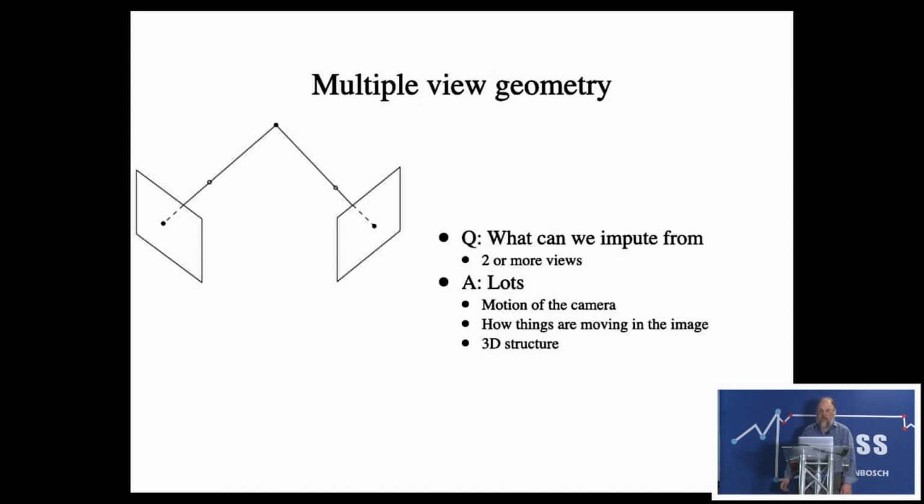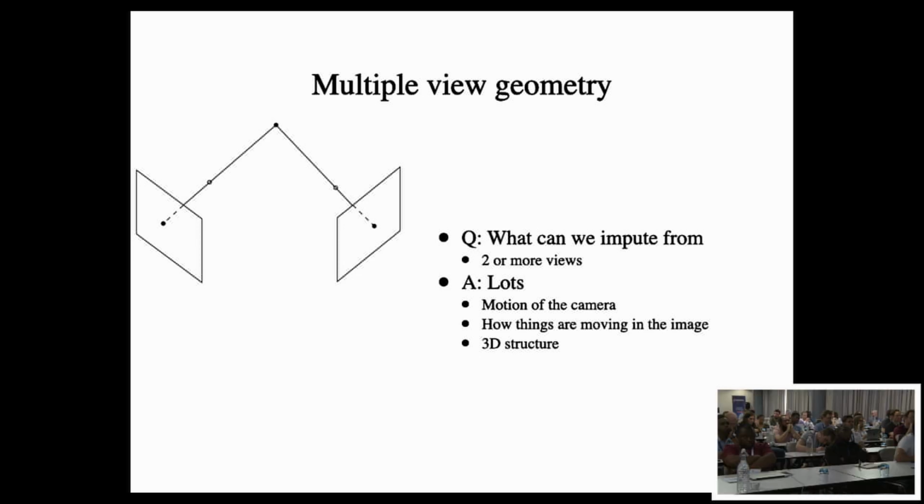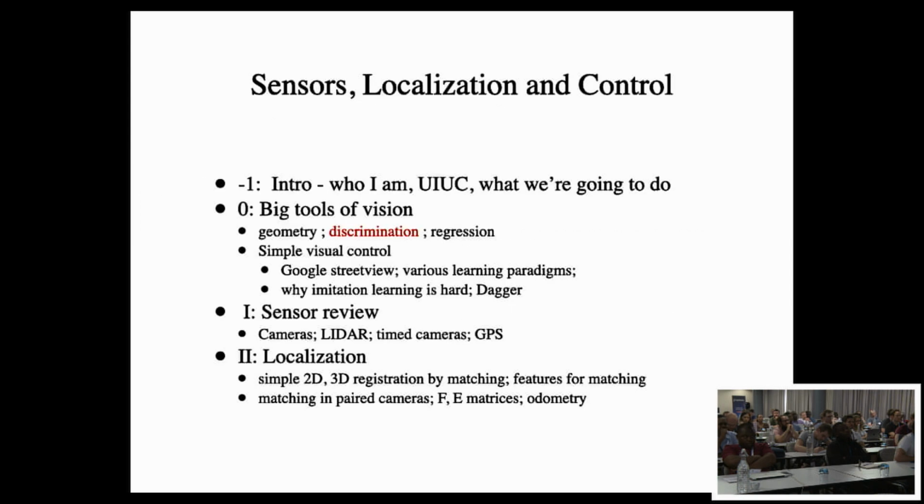Multiple view geometry, again, what can we impute from two or more views? And the answer is, of course, lots. We can impute how the camera moved or the transformation between the two cameras. We can impute how things are moving in the image, and we can impute the 3D structure of the world. Very, very powerful ideas. So the next big tool is discrimination.